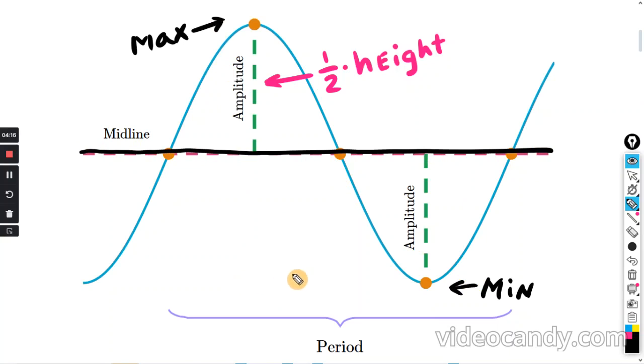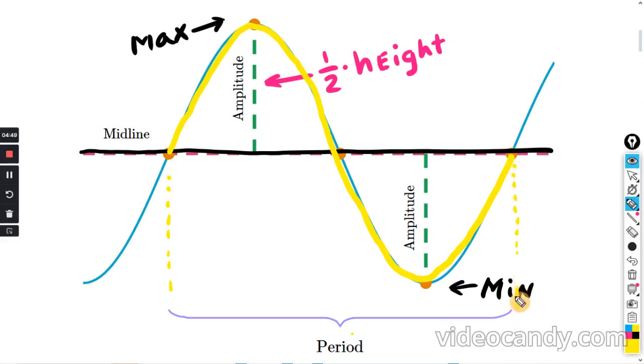And finally, the period is the horizontal distance of 1 cycle of the sine wave or cosine wave. So let's say for the period, we start here at the midline, we go to the maximum, we come back down to the midline, we go to the minimum, and we go back up to the midline. That horizontal distance right there is called the period. So this is from here to here. From this point here to this point here, that is your period.